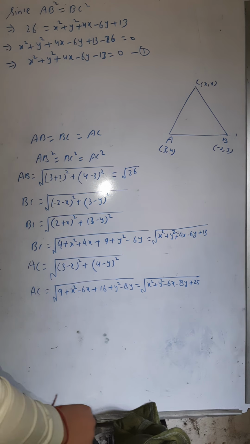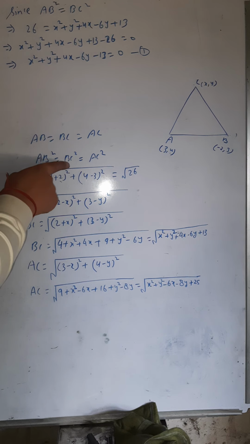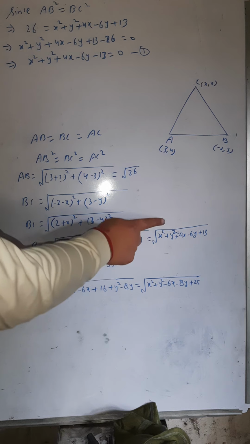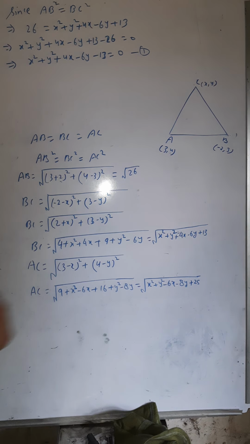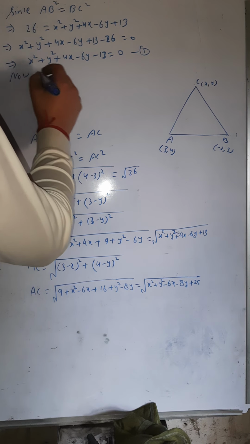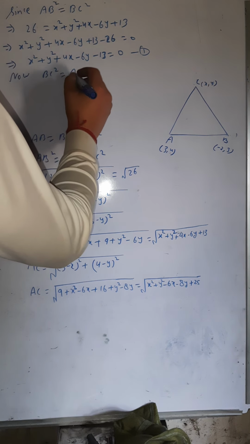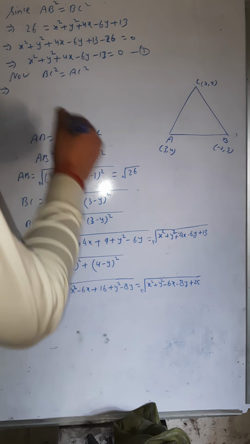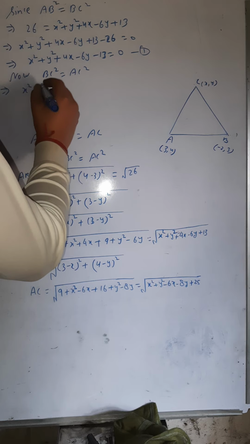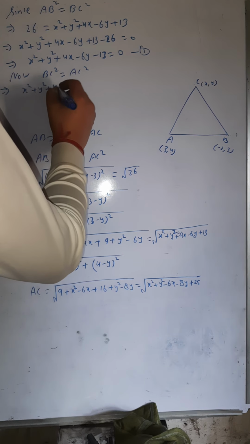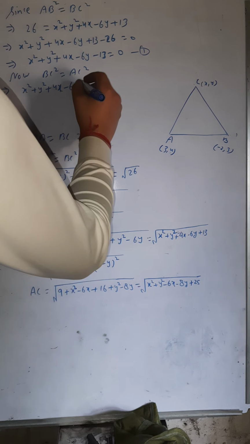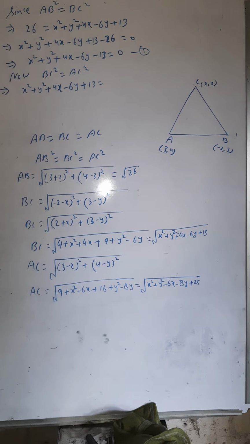Okay. Now again AB is BC. Now BC square is again equal to AC square. So I can equate both BC and AC. So now BC square is equal to AC square. It implies the square root will be removed. So x square plus y square plus 4x minus 6y plus 13 will be equal to how much?